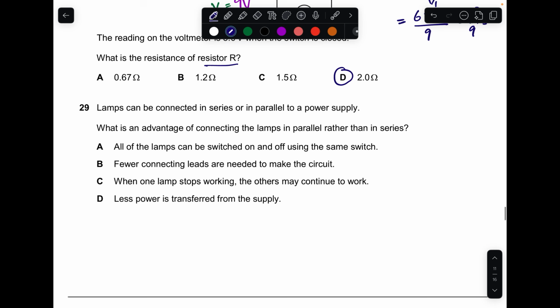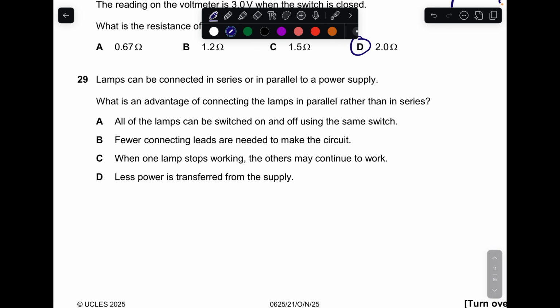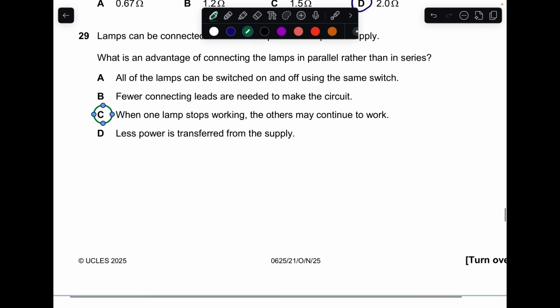In question 29, lamps can be connected in series or in parallel to a power supply. What is an advantage of connecting the lamp in parallel rather than in series? Okay, when you connect the lamps in parallel, you have a better control. If any one of them stops working, the other one can work. Okay, they will not be disconnected. So it's option C, that is correct.